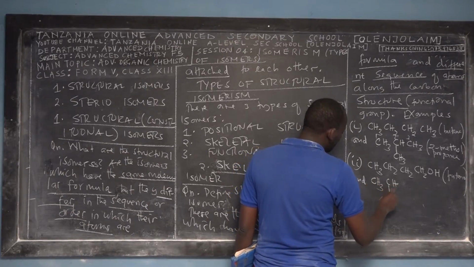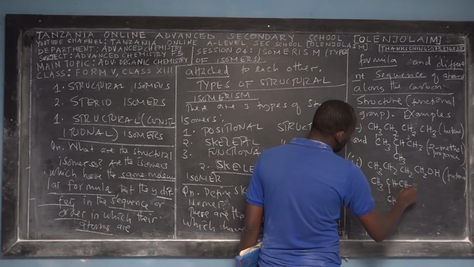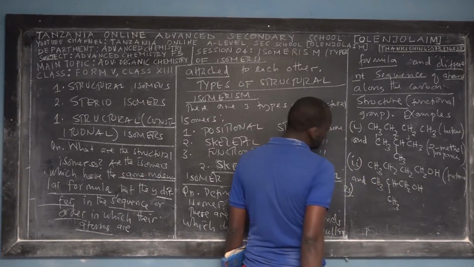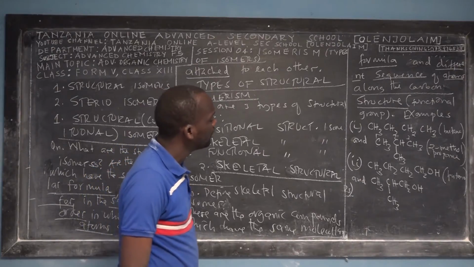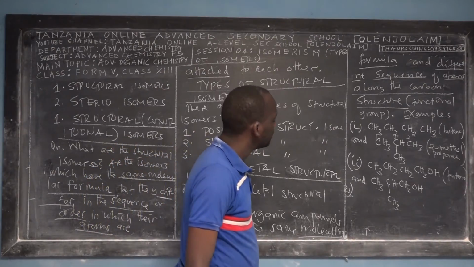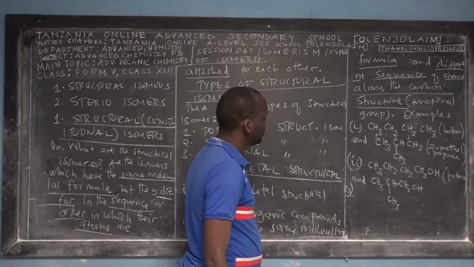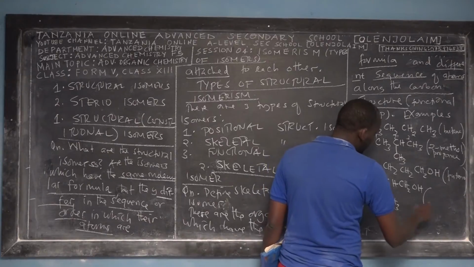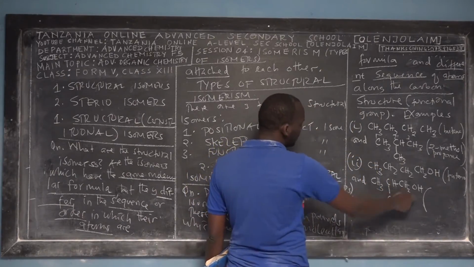You have CH3, you have CH, and then you have the attached group, and then you have CH2 as usual, OH. Right? How many carbons are there? 4. How many hydrogens are there? 10. Right? How do we name this compound? Even its nomenclature is quite different. You have the attached group here, and this is the functional group.